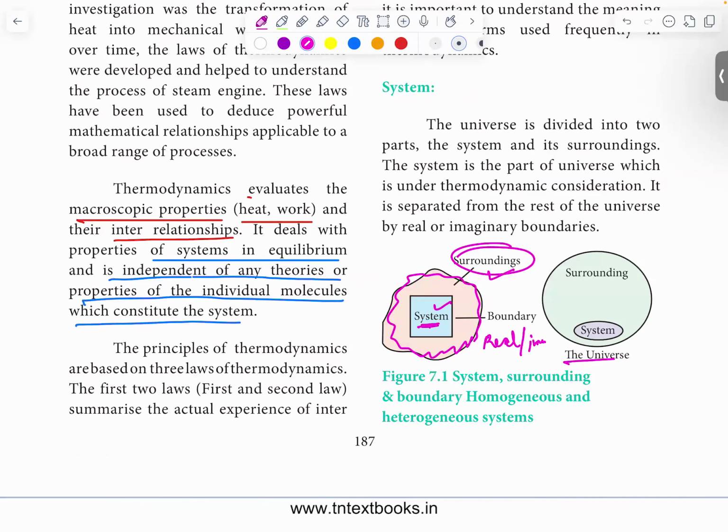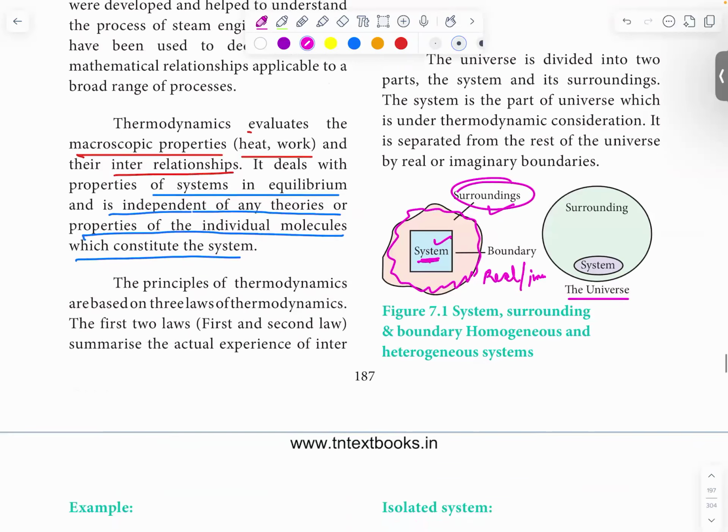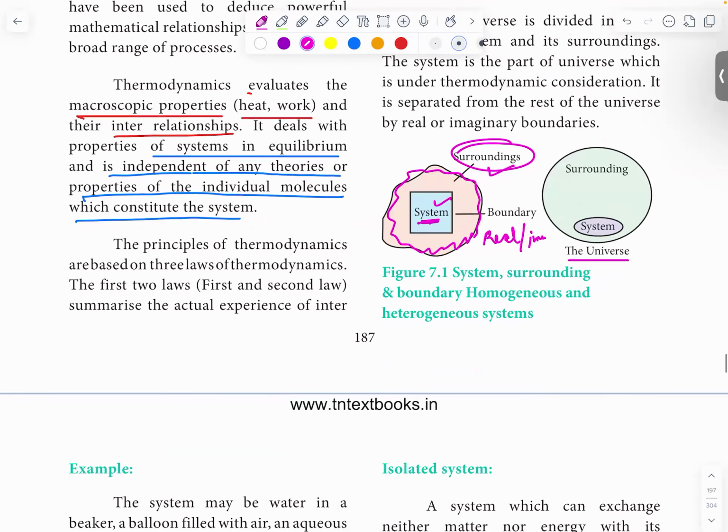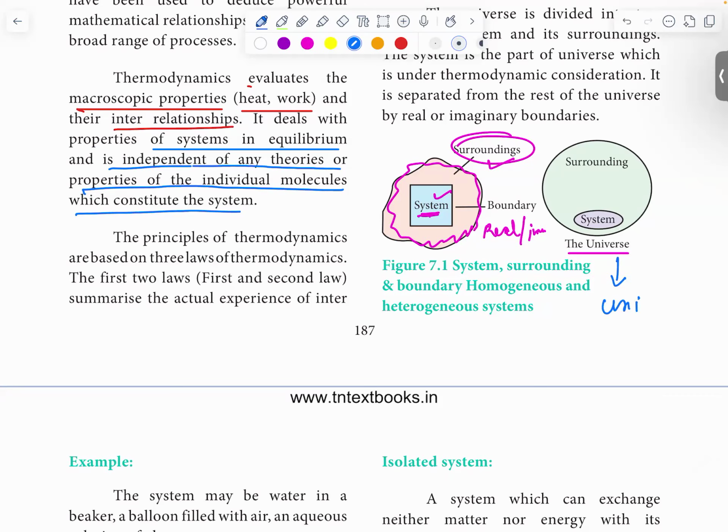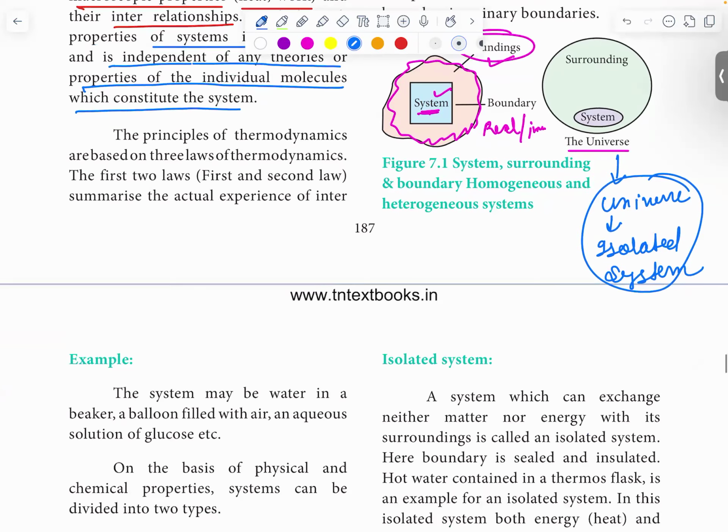Our universe is itself a system. And which type of system is this universe? We will see it is a type of isolated system. This is very important: in the book it is written that a system and surrounding are part of the universe, but the universe itself is an isolated system.